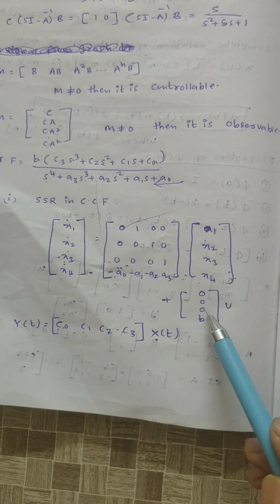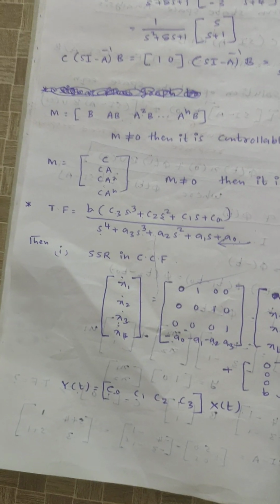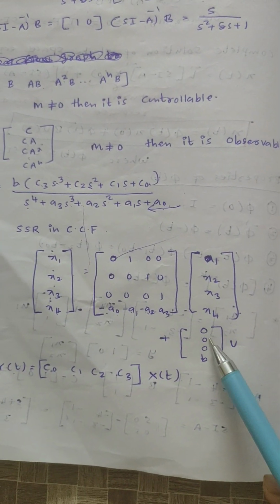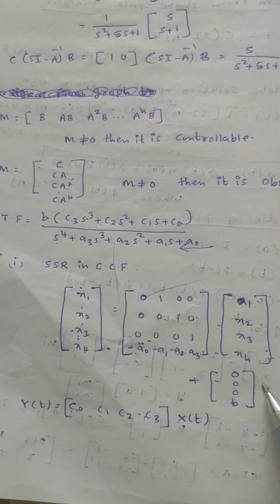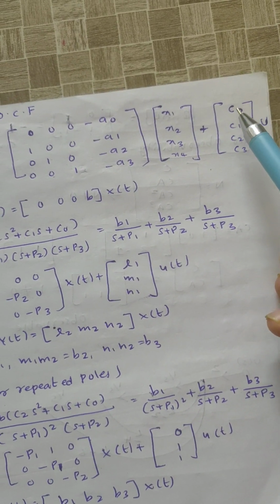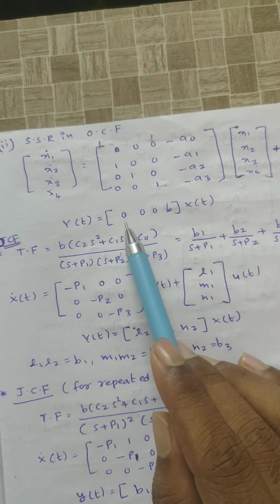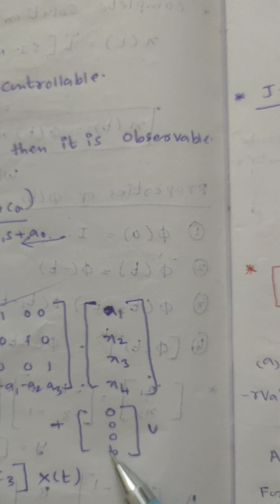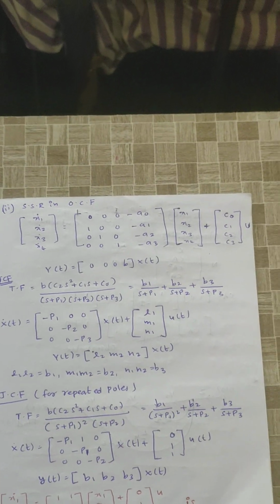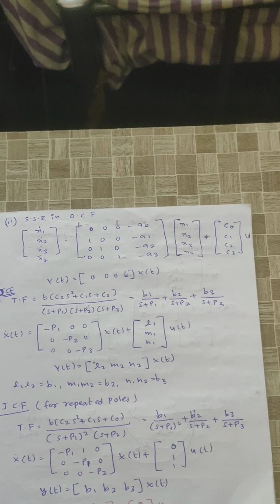Similarly, here the input matrices. Now see here 0 0 0 b, that is B into u of t, and here c0, c1, c2, c3. That means the C term is replaced with the B term. C0, C1, C2, C3: rows and columns are interchanged. Similarly here, the C term is replaced with the B term, 0 0 0 b. But here it is in a row, here it is in a column. In this way we can represent it in observable canonical form.